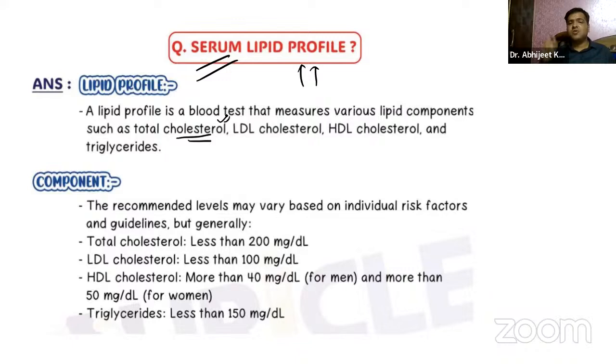I will try to see the cholesterol level in the blood: the low density lipoprotein cholesterol, the high density lipoprotein cholesterol, and the triglycerides present in the blood. Now remember, guys, the total cholesterol should be less than 200. Low density lipoprotein should be less than 100. High density lipoprotein, I have already told you, is a good cholesterol.